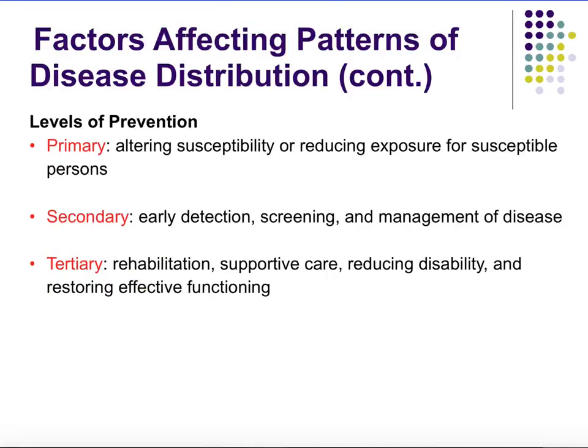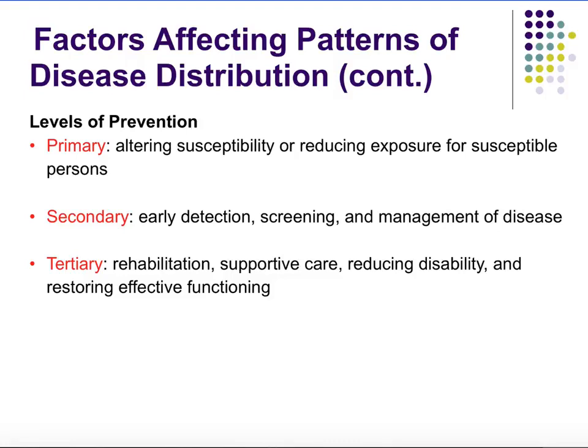Now, how do we prevent disease from spreading and becoming a pandemic? Well, there are different levels of prevention. We have primary, secondary, and tertiary. So the primary level of prevention is where you're going to try to alter your susceptibility of getting that disease, reduce your exposure for susceptible people. So getting an immunization, getting your flu shot is going to decrease your susceptibility of getting the flu that season. It doesn't mean you're not going to get it at all, but your risk is going to be much lower.